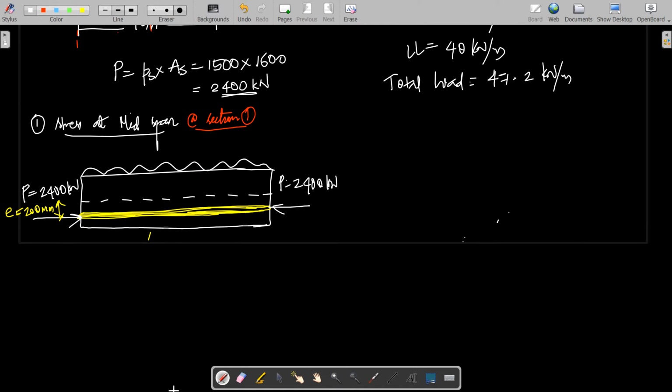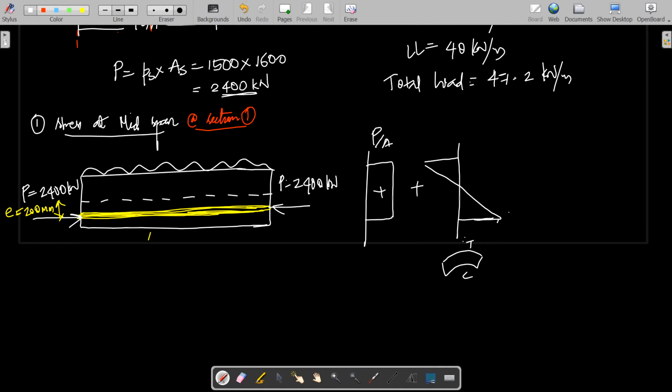So stresses at midspan are due to the direct load, that is I have plus P by A, that is totally compressive. Then I have due to the pre-stressing moment, that is you have the pre-stressing moment. Due to this pre-stressing moment, this is going to deflect like this, that is tension at the top and compression at the bottom. You can write it as P into E into Y by I. Here also P into E into Y by I. This is negative, this is positive.